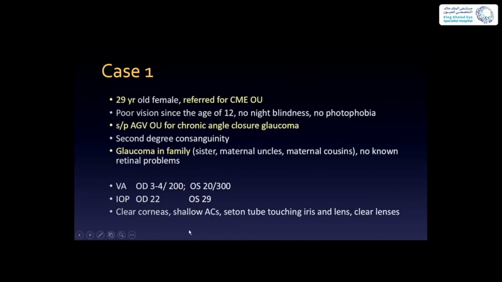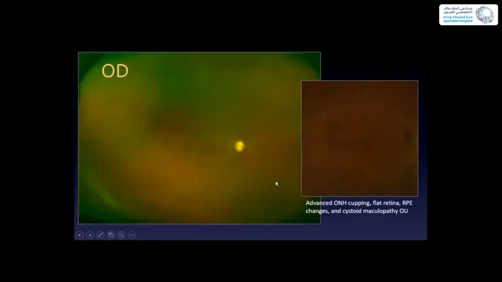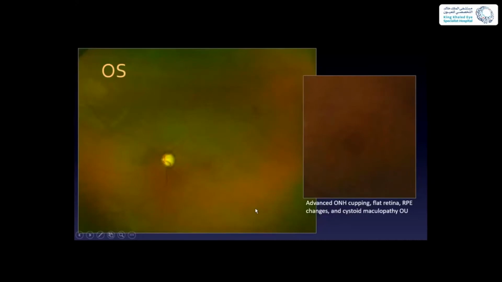Her visual acuity was quite poor in both eyes, and she had clear corneas and rather shallow ACs with the iris touching the lens, and she had clear lenses. On a fundus examination of the right eye, you can see that she has got advanced optic nerve head cupping. She has a flat retina, perhaps some RPE changes, and a cystoid maculopathy, which I tried to enlarge for you right here. You can see the cystoid pattern. In the left eye, very, very similar features, optic nerve head cupping and a flat retina with a cystoid maculopathy.